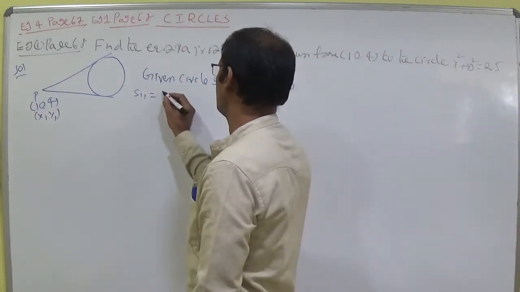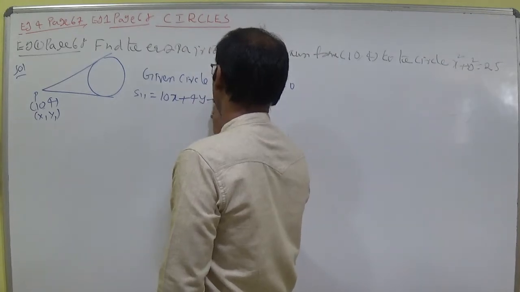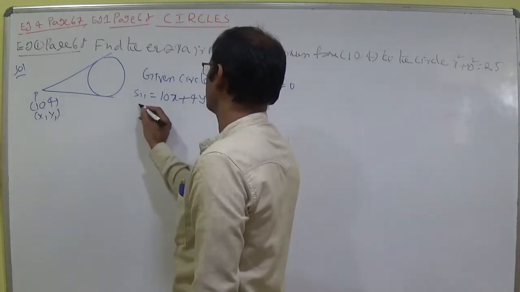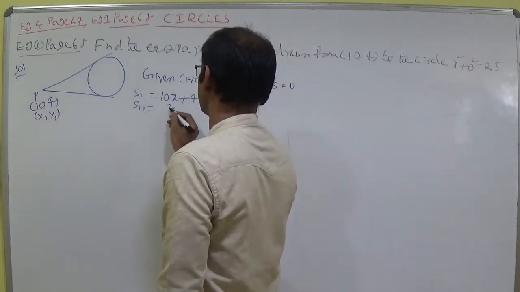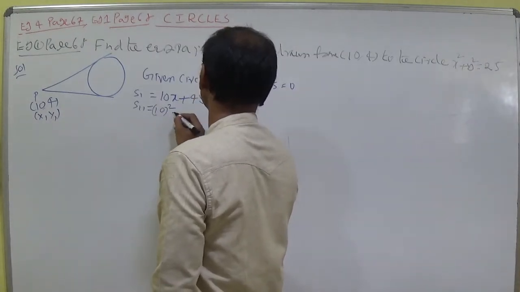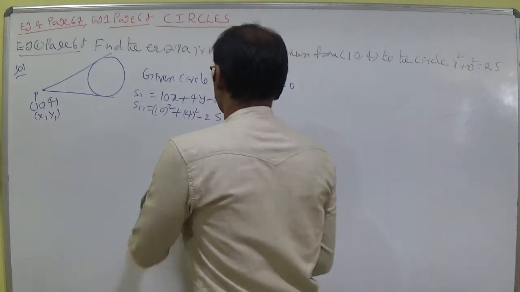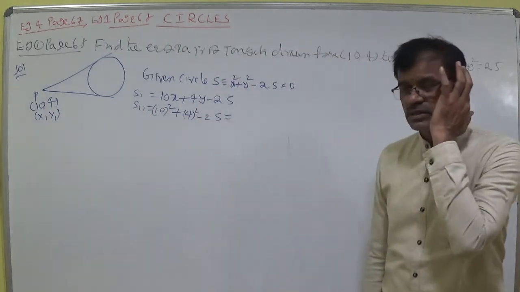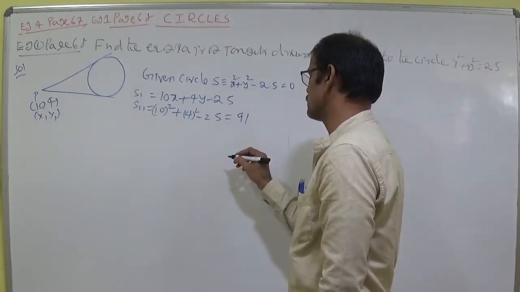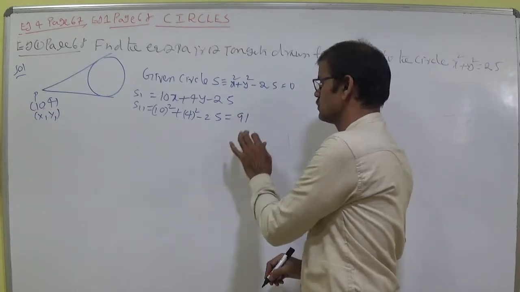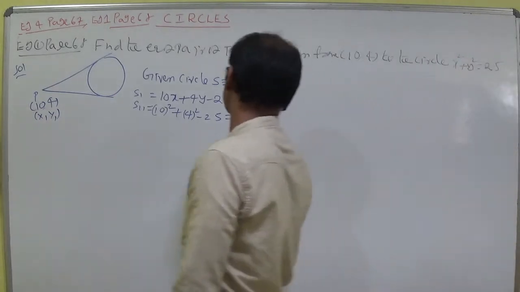What is xx1 here? x into 10, so 10x. yy1 is 4y, minus 25. Yes, this is S1, not S11. S11 is direct substitution. Here you write 10 square plus 4 square minus 25. That is 116 minus 25, which is 91.